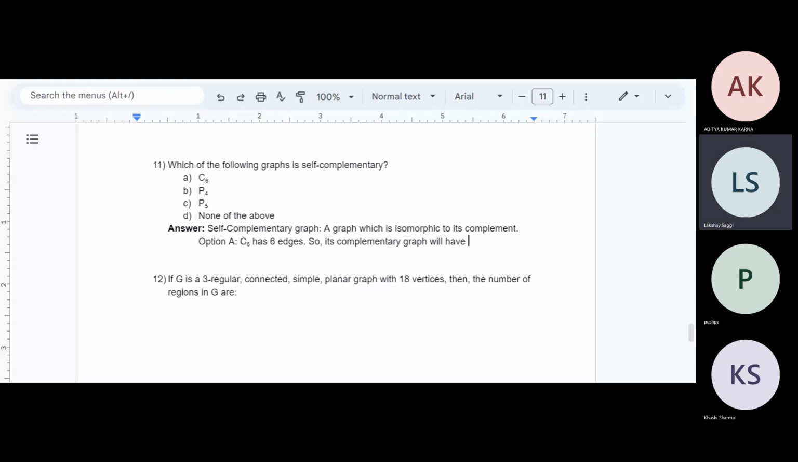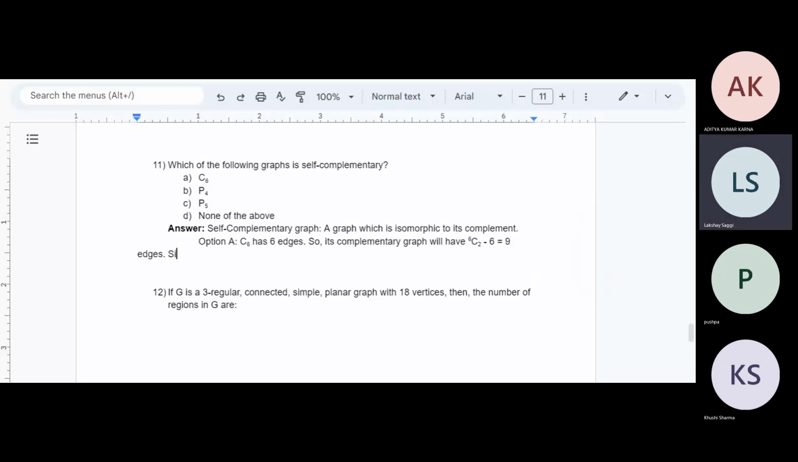So yeah, Aditya, what you have written is correct. I'll just type it down for others also. So its complementary graph will have 6C2 minus 6. C6 is just a cycle on 6 vertices, so it will have 6 edges. So its complementary graph will have 6C2 minus 6 edges, and this will come out to 6 into 5, which is 9 edges.